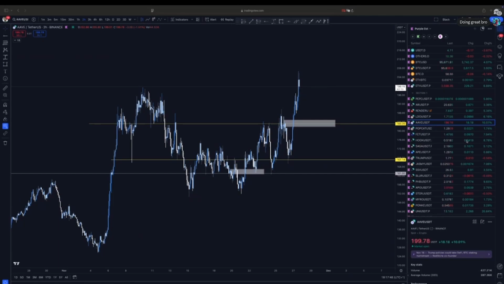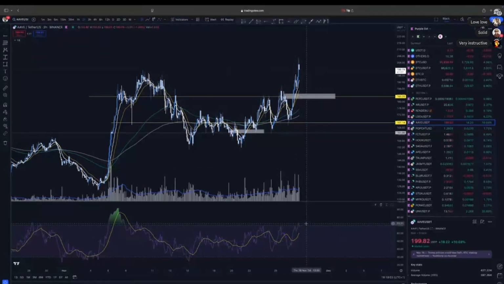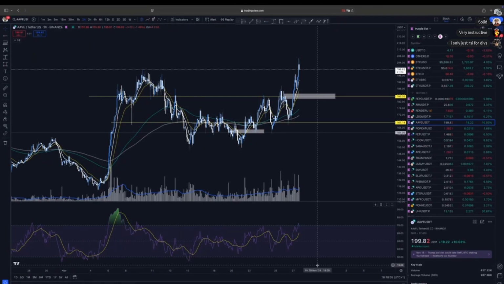Perfect. A couple of other things I want to talk about: the RSI indicator. I used to hate this indicator because I didn't understand it. I didn't understand how to use it. I would always think of it as oversold or overbought.